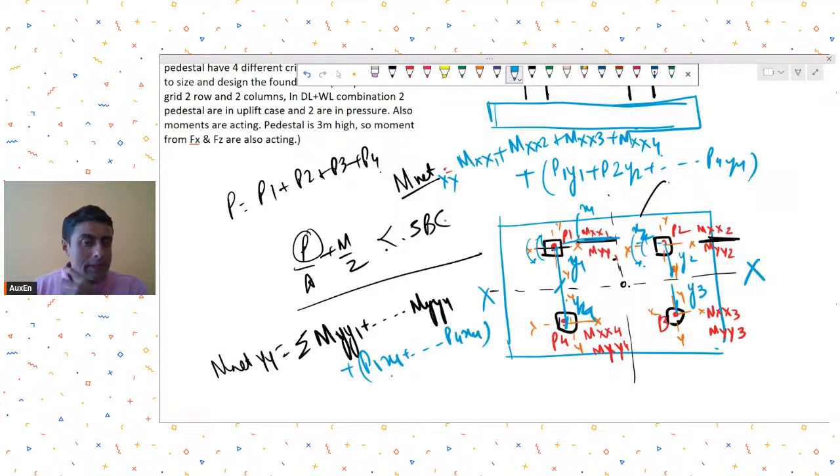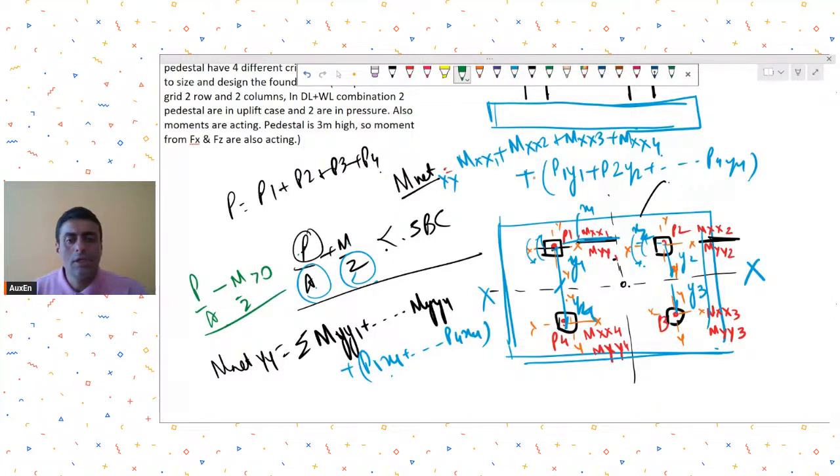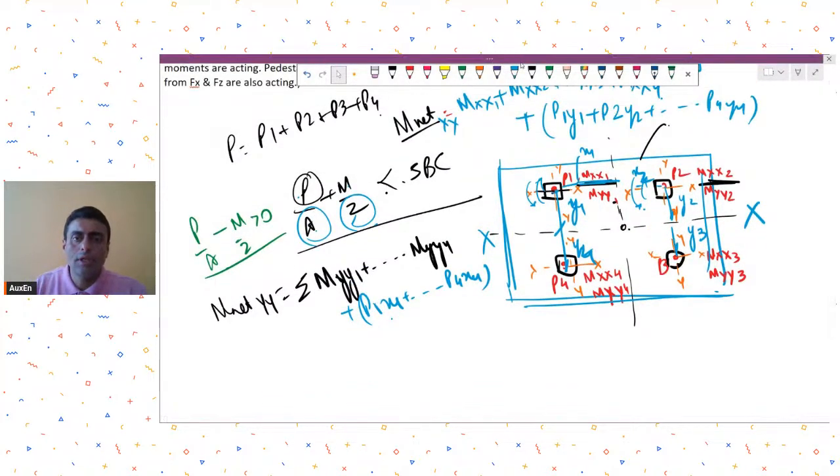Once you get these net moments, then you have the P by A plus M by Z. A will be the plan area of this entire footing. Z will be the respective section modulus of this entire footing. In this manner, you first do P by A plus M by Z less than SBC. Also, you need to ensure P by A minus M by Z is greater than 0. This will enable you to do the plan sizing. Once you do that, you will find out the pressures in this footing, and then once you find out those pressures, you will have to find out the shears, moments, etc.